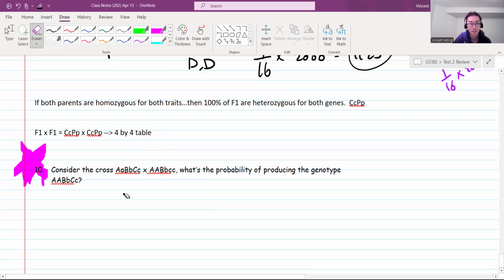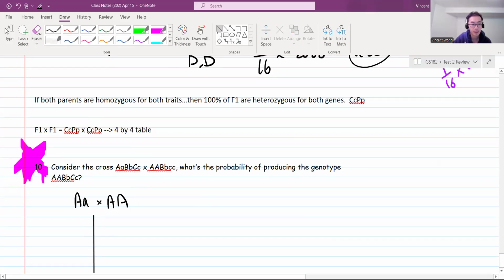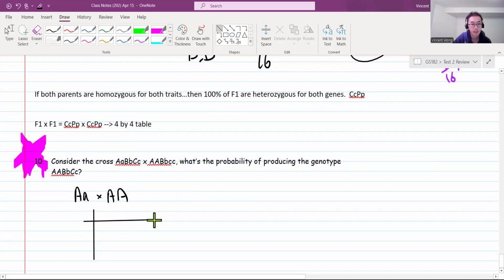And so how do you do it? Well, it turns out you can do it separately, gene by gene. It's faster that way. So let's say we do just the A. Okay, so big A, small a, and then big A, big A. We're going to go ahead and do the table for it.